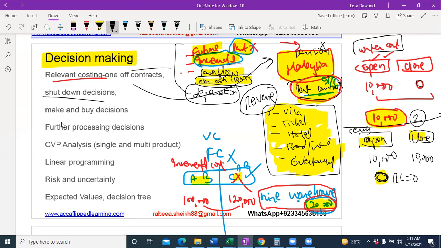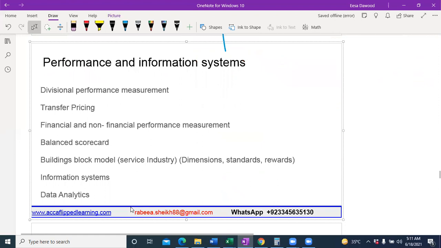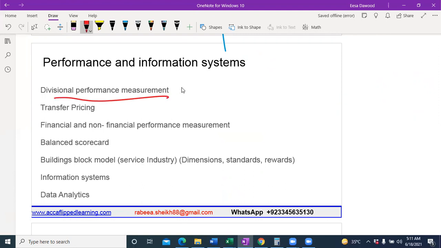Then you have to take shutdown decisions, make and buy decisions, further processing decisions. Then there's an area of CVP analysis, linear programming, risk and uncertainty. It's a quite lengthy area, and it is assessed in all, and you cannot ignore any part of the syllabus. Okay, last is performance and information system. So here we will do divisional performance measurement.